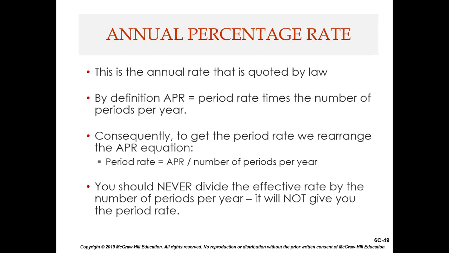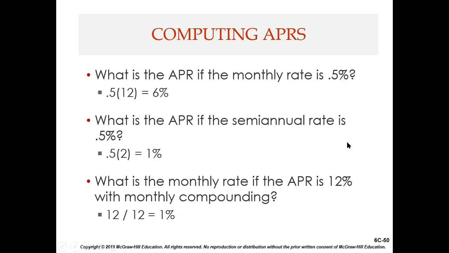So you are quoted an annual percentage rate when you sign up for a loan, 10%. Divide that by 12, and that will give you your period rate if you pay monthly. So what is the APR if the monthly rate is 0.5%? 0.5 times 12 months, 6%. We already showed you that.